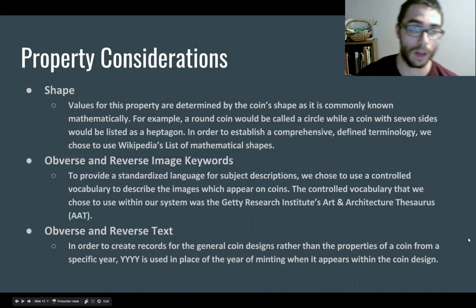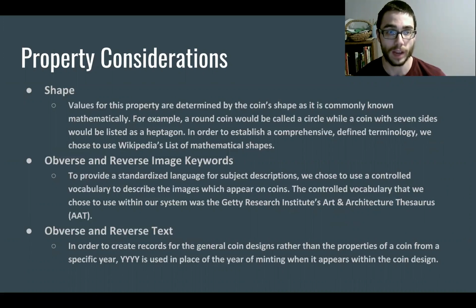Some considerations which we made when constructing properties and the notation and syntax that we would require were within the shape property. The values for this property were determined by the coin shape, and we defined that by the noun used to call that shape. So a round coin would be called a circle in our properties list, while a 7-sided coin would be called a heptagon. To establish a comprehensive and defined terminology, we chose to use Wikipedia's list of mathematical shapes as a source of our terminology.